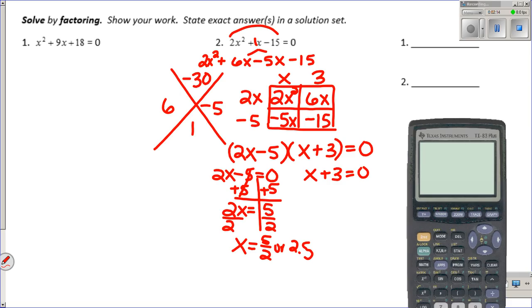Okay, and then the next one, we have to solve the equation x plus 3 equals 0. So you'll subtract 3 on both sides, and you get the solution x equals negative 3. So for number 2, your solutions are 5 over 2, or 2.5, and negative 3.